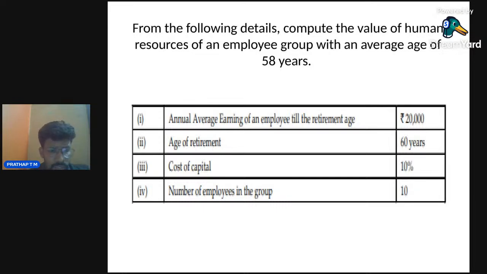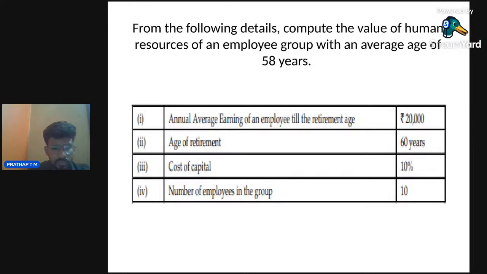Just look here. I'll go to sheet 2. Here it is. What information is given? Annual earnings. They are given 20,000. 20,000. Right. Next it is age of retirement.